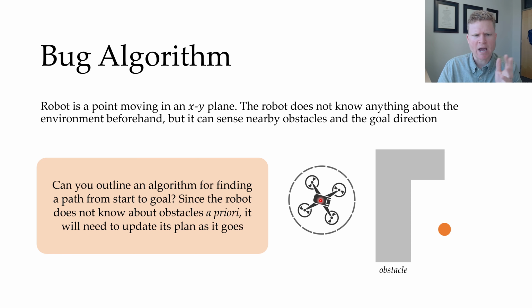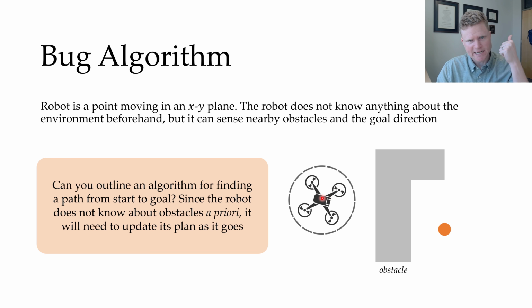The robot does not know anything about the environment beforehand, so it has no clue that there's an obstacle right here. However, the robot can see nearby obstacles. Within this radius I've drawn, the robot can see obstacles, and outside that radius, it's got no clue. So once it gets close enough, it'll say, all right, there is an obstacle there.